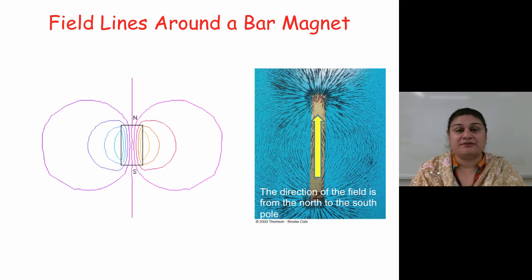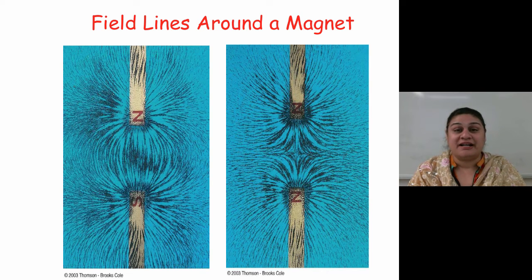This is what the field lines around a bar magnet look like. The direction of the field is from the north to the south. It goes from the north to the south. However, on the inside of the magnet, the field lines will go from the south to the north pole, because it makes a complete loop around the magnet. These are the field lines around a magnet.